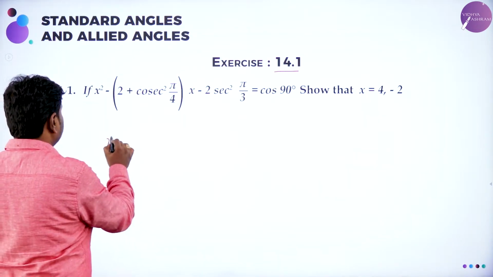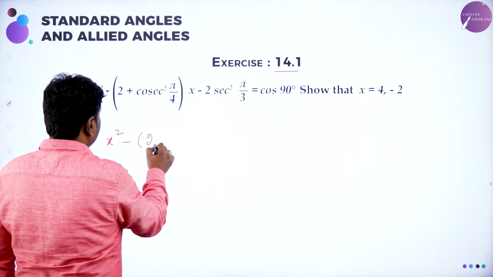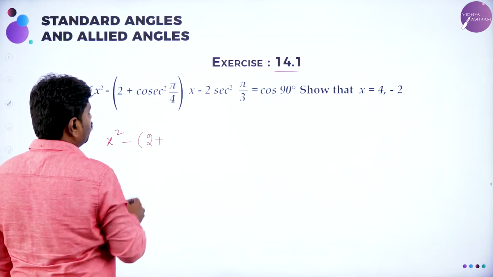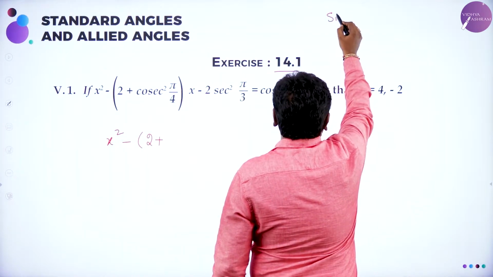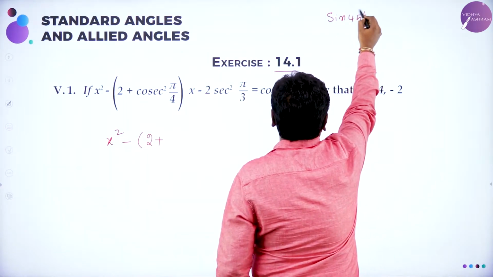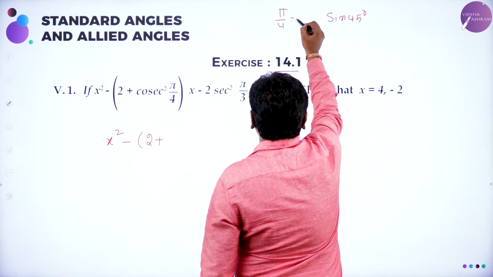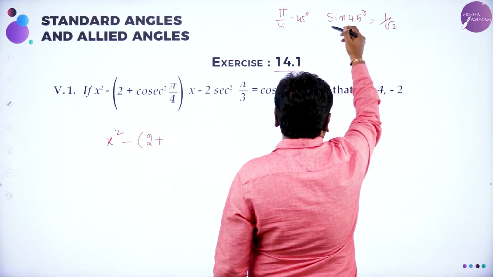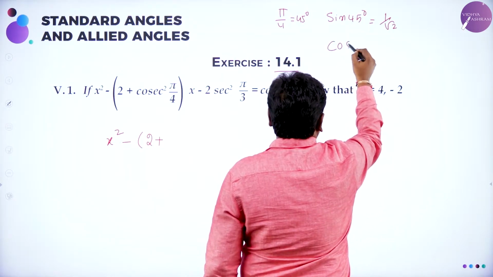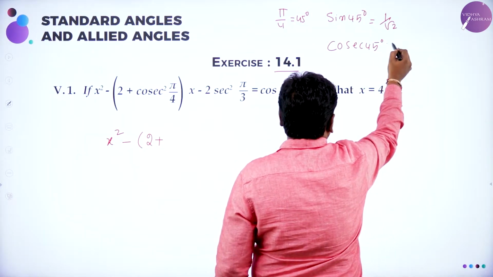So now we'll take the given problem x square minus 2 plus cosecant square pi by 4. You know cosecant pi by 4 is the reciprocal of sin pi by 4, sin 45 degrees. All of you know pi by 4 means 180 by 4, that is 45 degrees. Sin 45 is 1 by root 2. Cosecant 45 means reciprocal of 1 by root 2, that is root 2.